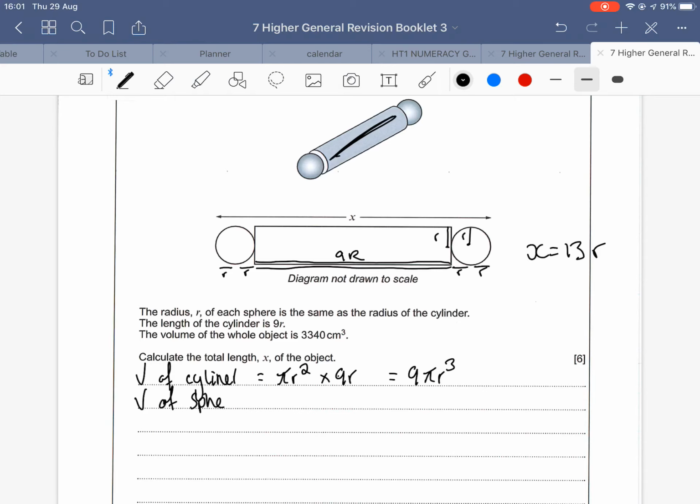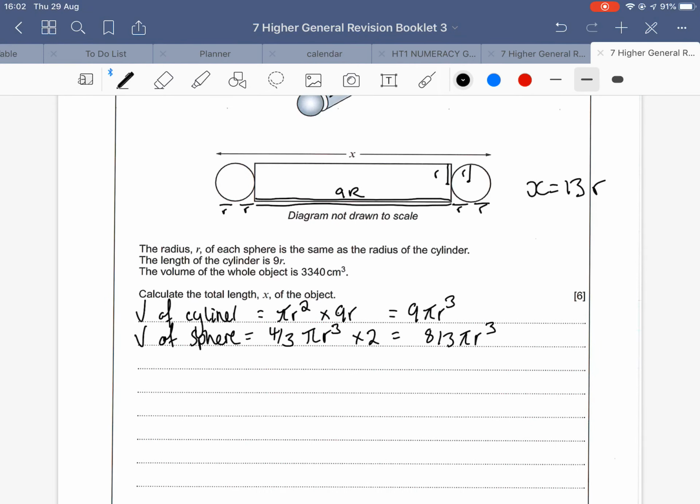A volume of a sphere. Now this, you don't have to remember. This will be given at the front of the formula booklet. I know this wasn't in here, so just a quick Google, and it will tell you that it's 4/3 pi r cubed. You might see it as 4 pi r cubed over 3. There's also 2 of them, so that's 8/3 pi r cubed. So those 2 added is 3,340. So we've got 9 pi r cubed plus 8/3 pi r cubed is 3,340.